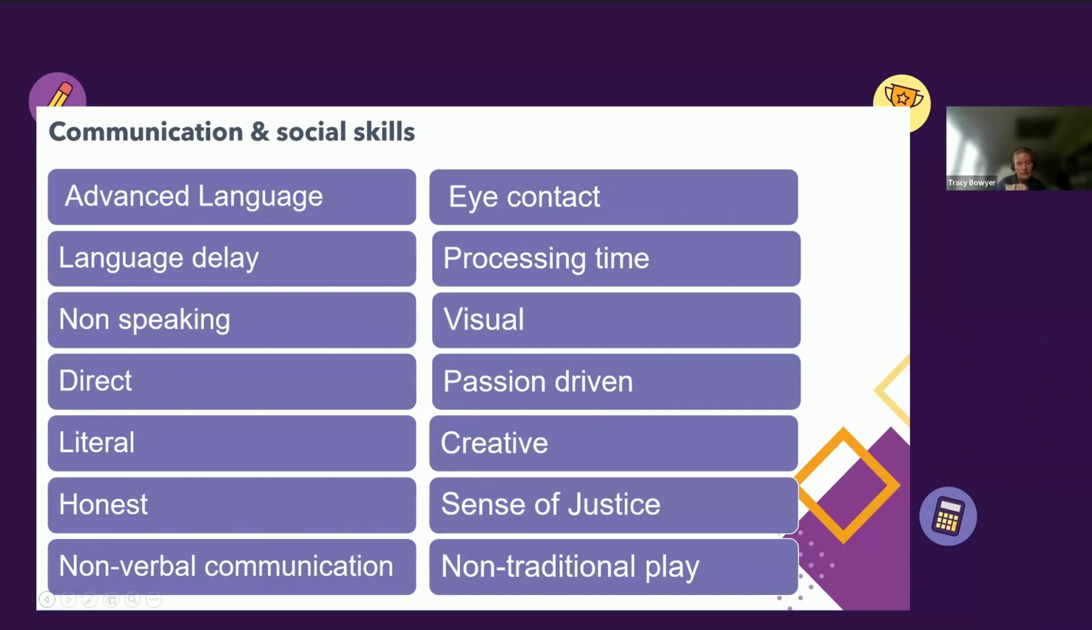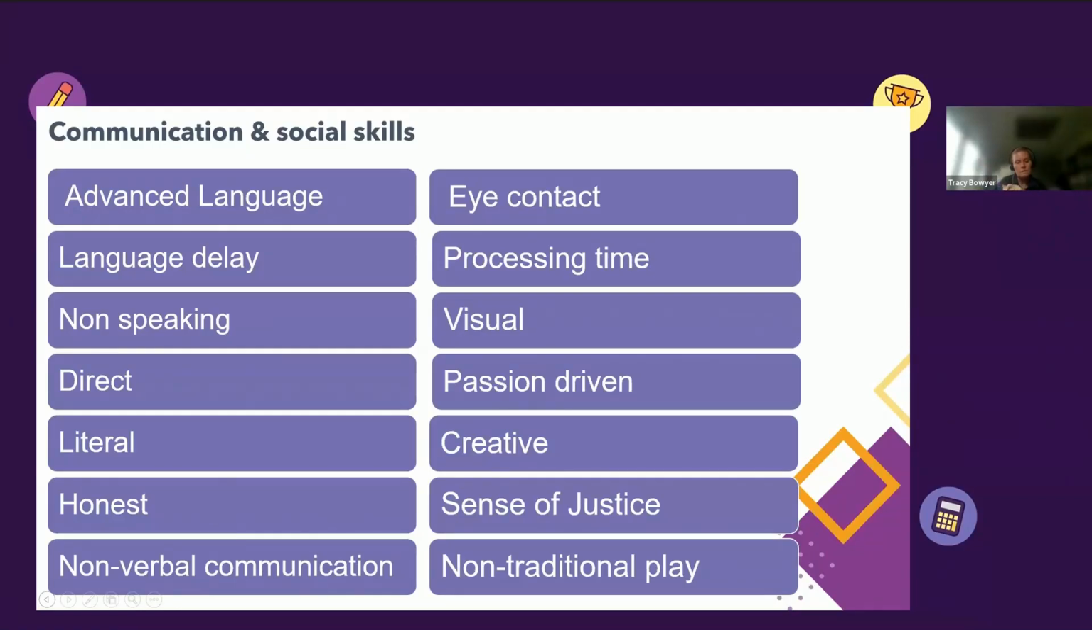Non-verbal communication. Many might rely on non-verbal communication, so maybe rely on gestures and facial expressions, body language. But alternatively, some of our young people might find it really difficult to interpret that non-verbal communication as well.